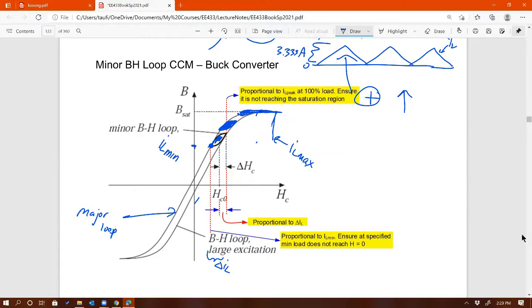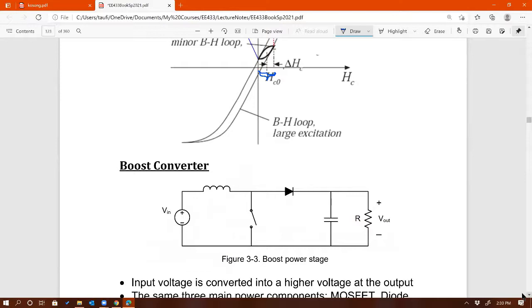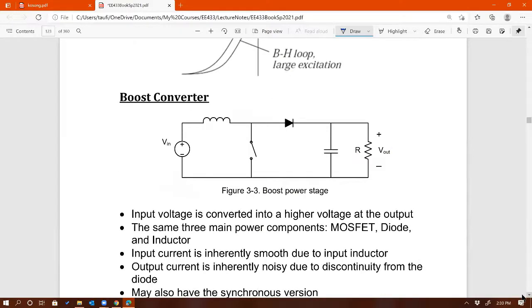So now look at the swing. It's big. Delta IL now is big. That's why in the LTspice discussion that we had earlier, instead of a triangle, current now looks like this, something like that. It's no longer a triangular waveform. Okay. Any questions on that? Okay. If not, then let's move on to boost converter.